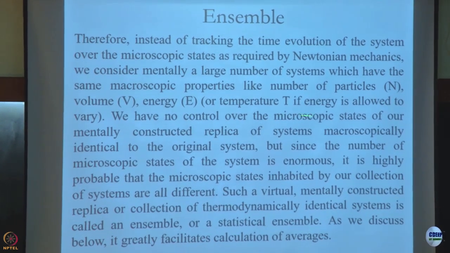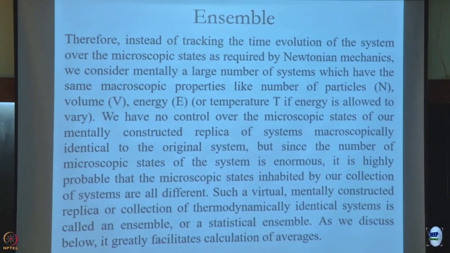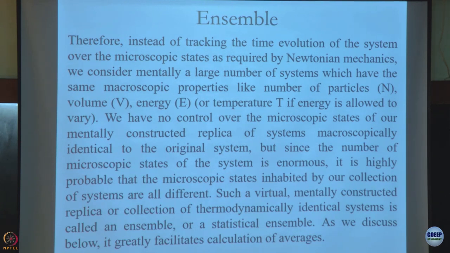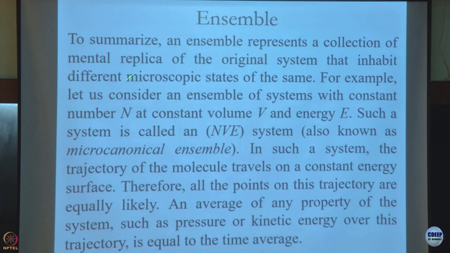But going from NVE to temperature T is a little different thing. We have no control over the microscopic states of the system, and neither do we want to have any control. But we want them to flow over the phase space. That is why equal probability and the ergodic hypothesis are important. The flow in the phase space, in the trajectory, should cover a significant part of the system. So the ensemble represents a collection of mental replicas and is called the microcanonical ensemble. The system travels on a constant energy surface. All the points in the trajectory are equally likely. As I said, there is no other option.